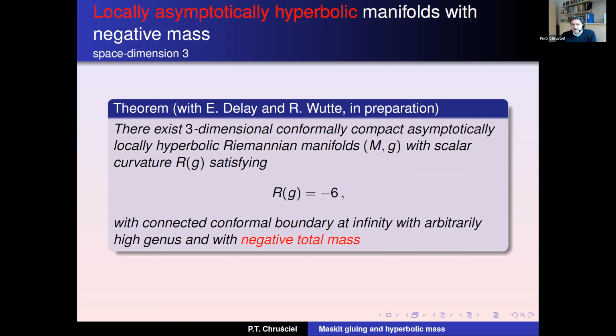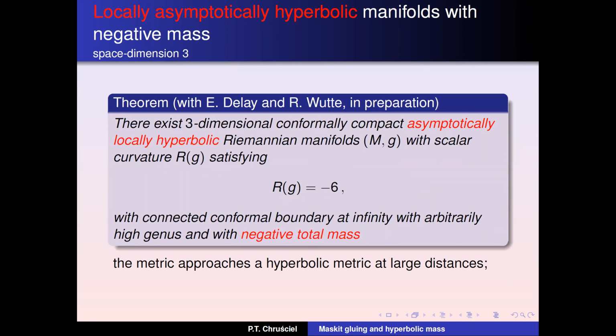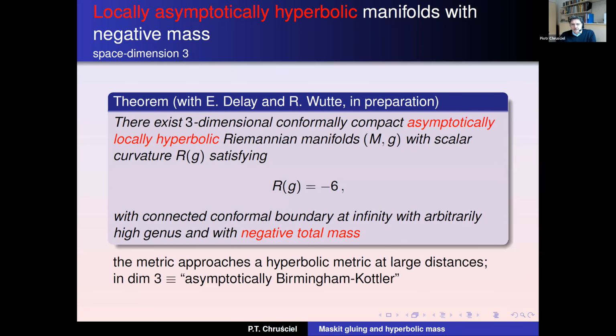Well, the main point here is negative total mass. Asymptotically locally hyperbolic means that the metric approaches a hyperbolic metric at large distances, right? So you go away to large distances and you're approaching a hyperbolic metric. This is about initial data sets in general relativity, not about space-times. In dimension 3, asymptotically locally hyperbolic is the same as asymptotically Birmingham-Kolder, and I'm going to remind you what it is. I imagine most of the people here know what Birmingham-Kolder metrics are, but in any case, I will present them again.